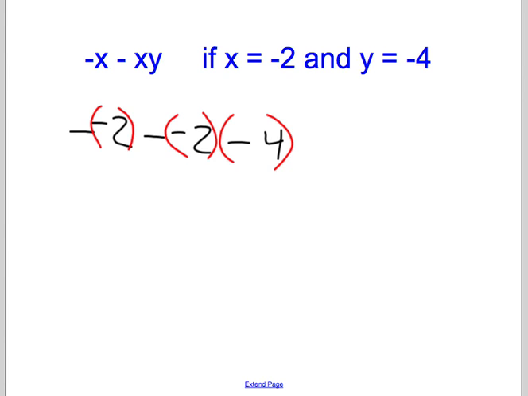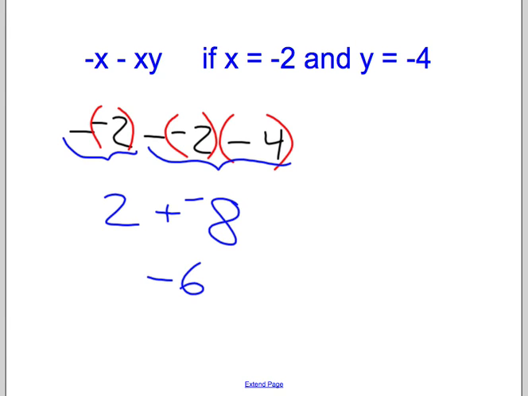So if we look at our individual terms, I have this term, positive 2, so 2. And then I have this term, which has 1, 2, 3 negative signs. Positive 8. Or you can bring the minus sign down and then look at the negative 2 and the negative 4, and that makes 8. Either way, you get a minus 8. Okay. And then we go plus negative, makes that negative 6.